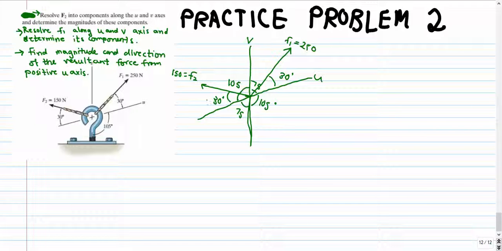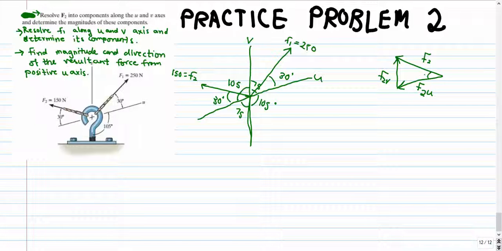We know that the vector for F2 should be something like this in this direction. And we know that its components have to be in the direction of the V and U axis. So what if its component along the V axis is like this? And what if its component along the U axis is like this? So this is F2U, while this is F2V.